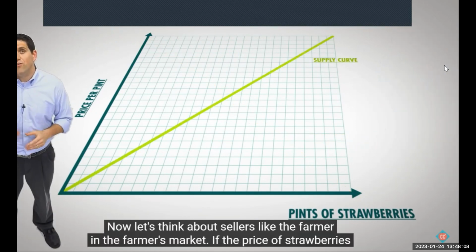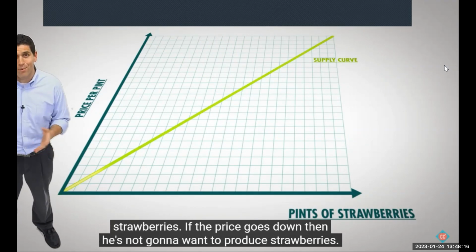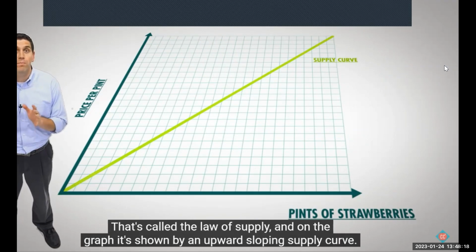Now let's think about sellers, like the farmer in the farmer's market. If the price of strawberries goes up, then that farmer will make more profit, so he'll have an incentive to produce more strawberries. If the price goes down, then he's not going to want to produce strawberries. That's called the law of supply. And on the graph, it's shown by an upward sloping supply curve.